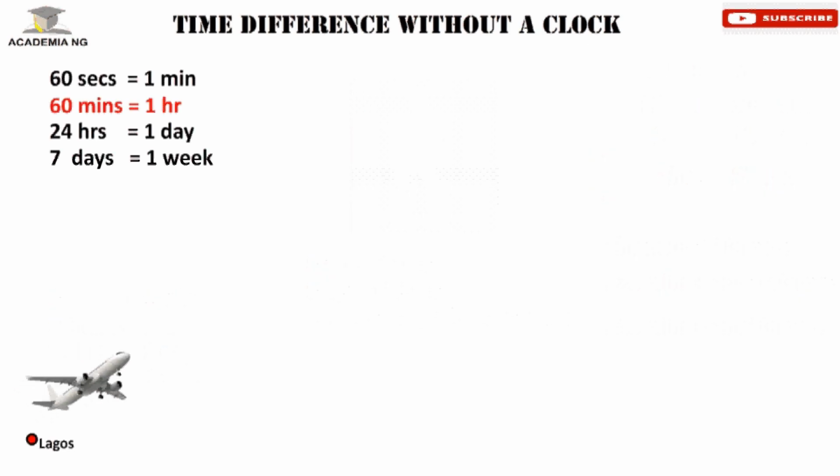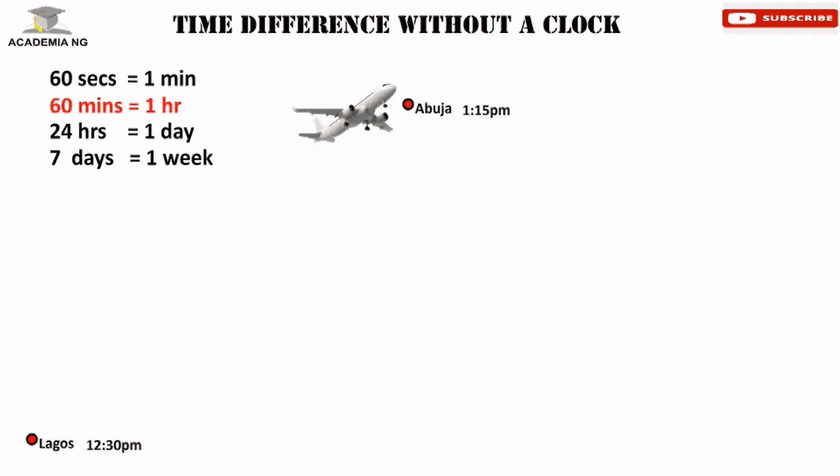An airplane flies from Lagos Airport at 12:30 p.m. and lands at Abuja Airport at 1:15 p.m. For how long did it fly? As we have done before, mark the hour side and the minute side. Finishing time is 1:15 p.m. and starting time is 12:30 p.m.